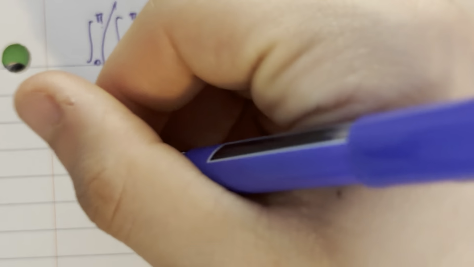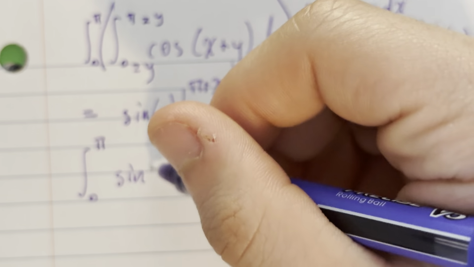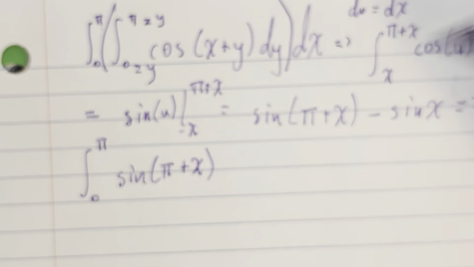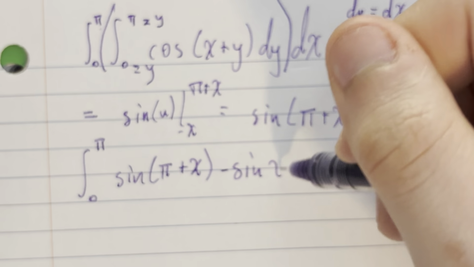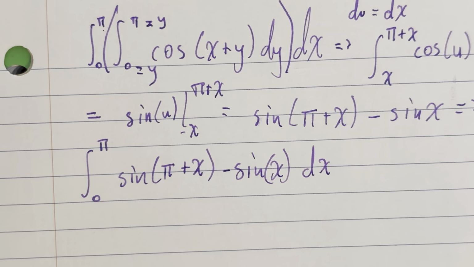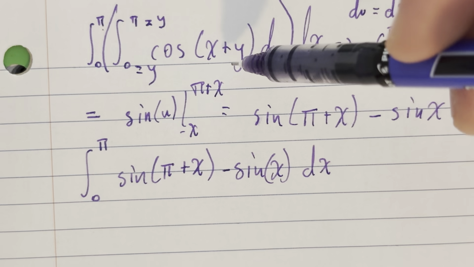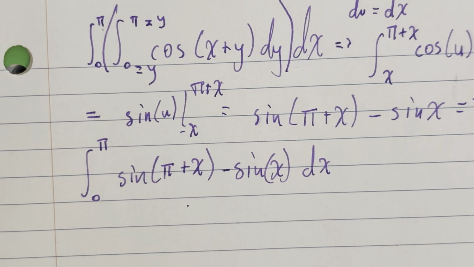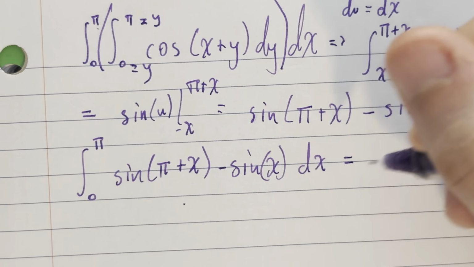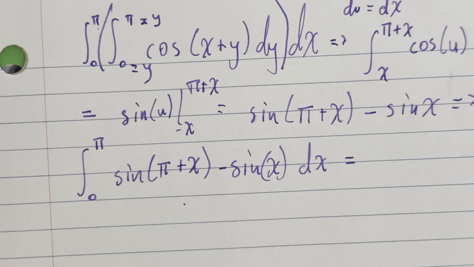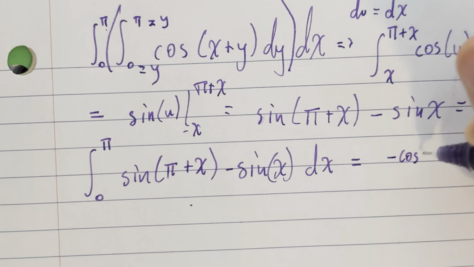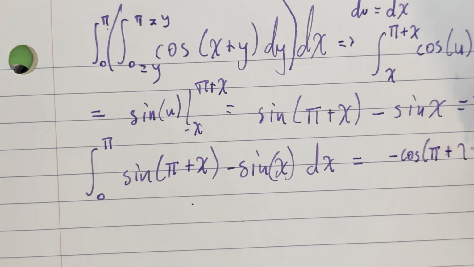So this one's also from 0 to pi. And it's from sine of pi plus x minus sine x in dx now, right? We just replaced what's in this parentheses with this guy because we solved it. Okay, well, we could figure this out. Integral of sine is negative cosine, right? Because taking the derivative of cosine gives you negative sine, so you need a negative to make it positive. Okay, yeah, so this is going to be negative cosine of pi plus x.